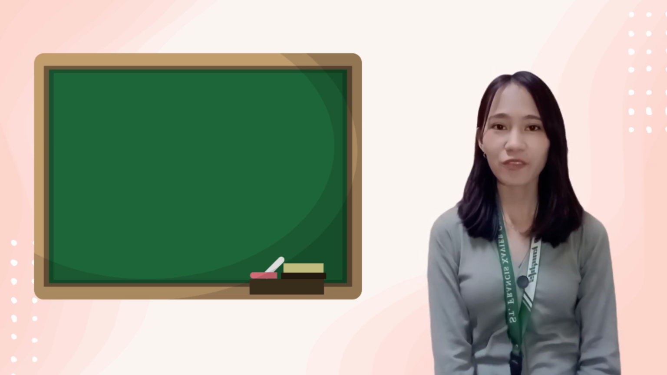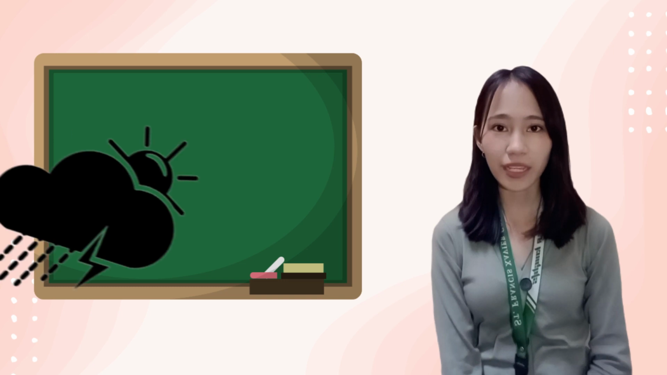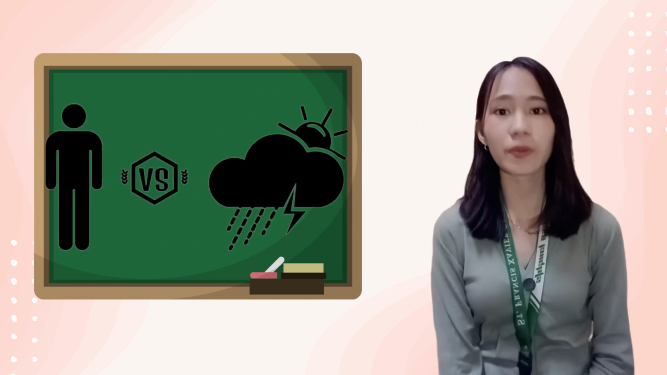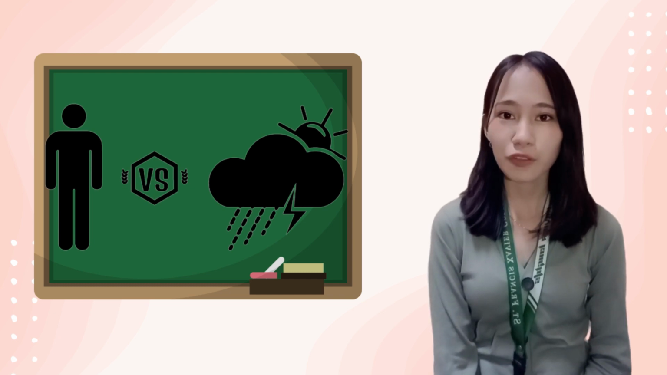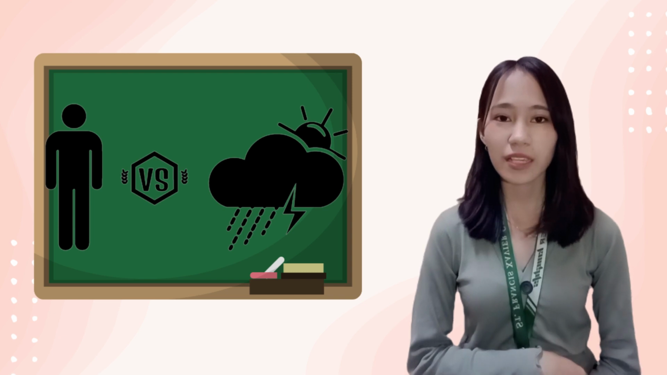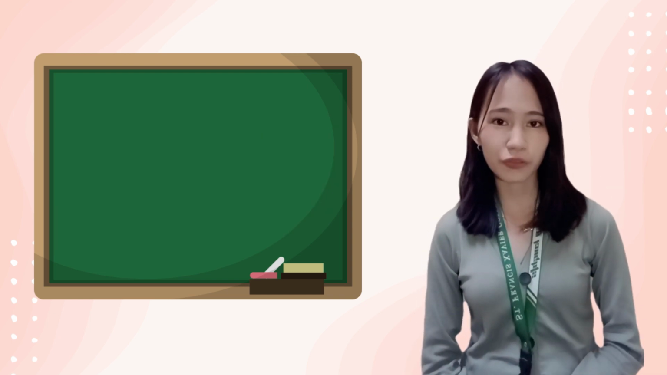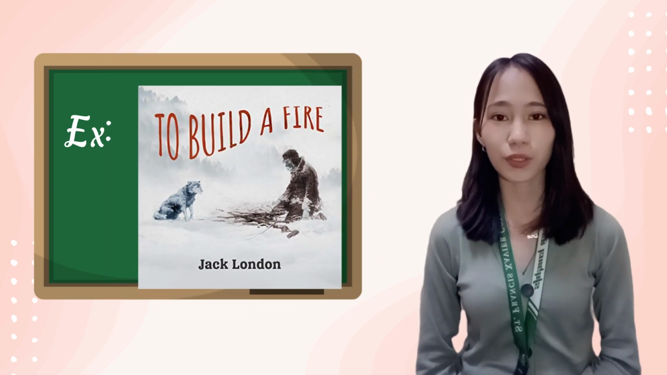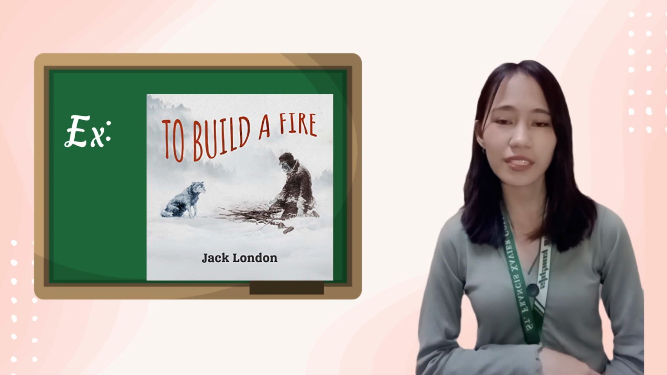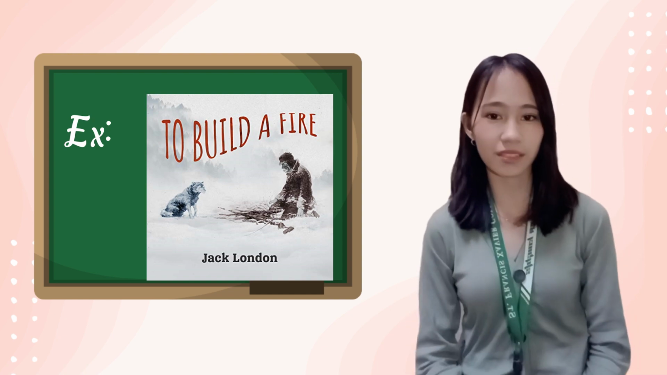Lastly, we have man versus nature conflict. This type of conflict arises when a character faces challenges or dangers presented by the natural world. It can involve survival, environmental disasters, or struggles against the forces of nature. An example of man versus nature conflict is depicted in Jack London's To Build a Fire, where the main character battles freezing temperatures in harsh conditions in the Yukon wilderness.